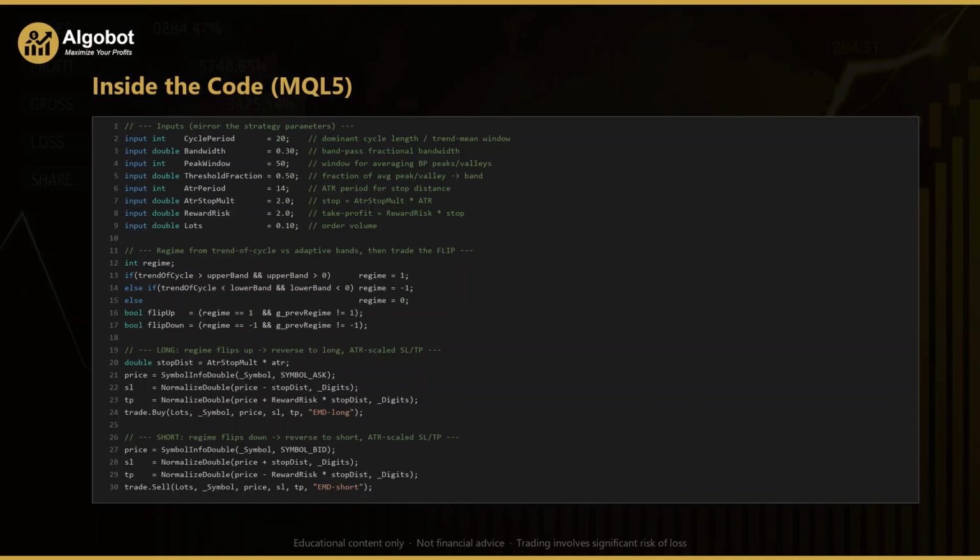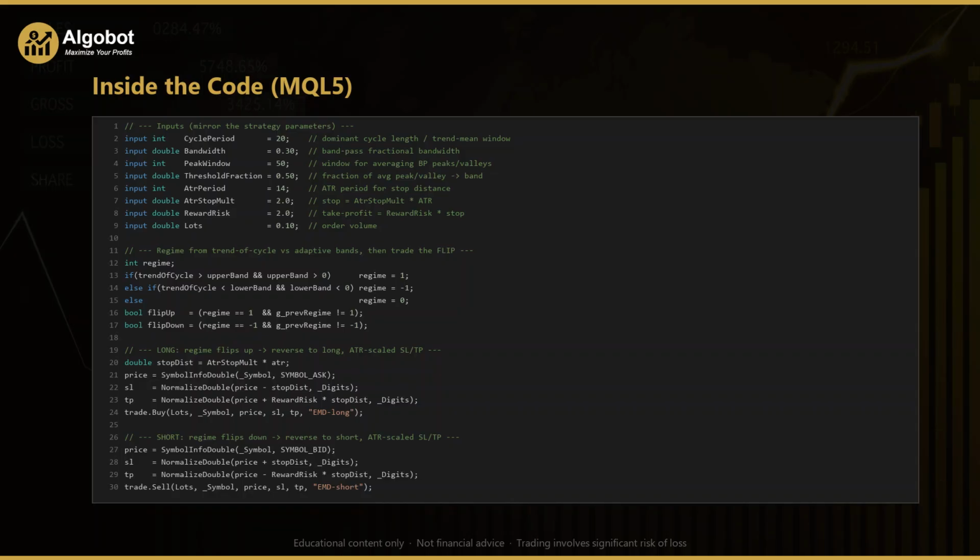Now the decision block. The strategy sets the regime to 1 when the trend of cycle is above a positive upper band, to -1 when it's below a negative lower band, and to 0 otherwise. The 2 flags, flip up and flip down, are only true when the regime has just changed from what it was on the previous bar. That is the entire entry gate.